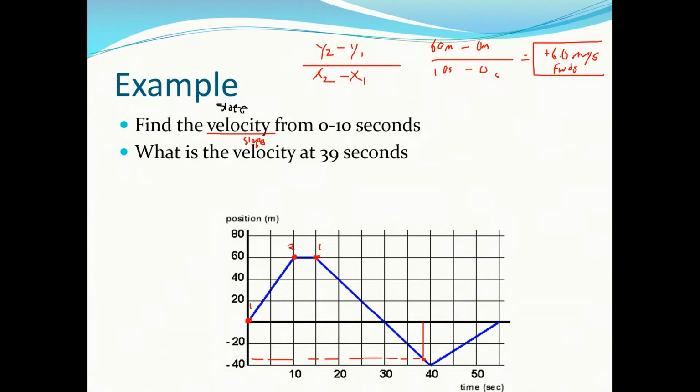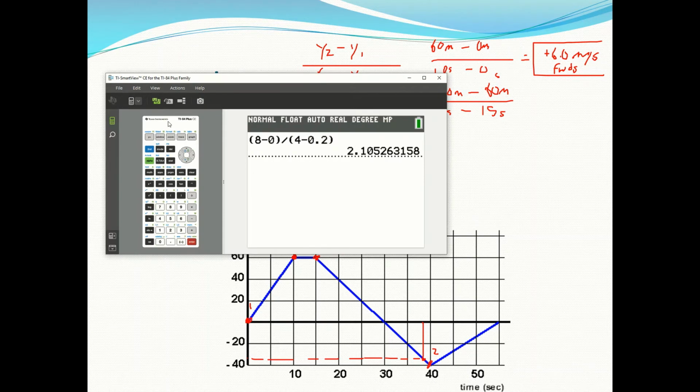So this is point 1, and this is point 2. We're going to use the same formula. So my y2, I can tell, is exactly negative 40 meters. Okay, 1 is always the first one, 2 is always the second one along the line. y1 is 60 meters. x2 is 40 seconds. And then x1 is right at 15 seconds. Okay, so find slope if I'm asking for velocity or speed.